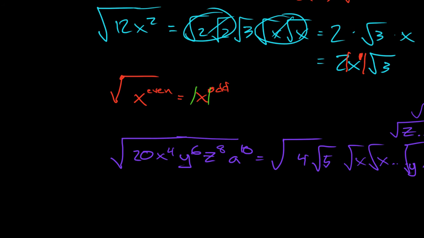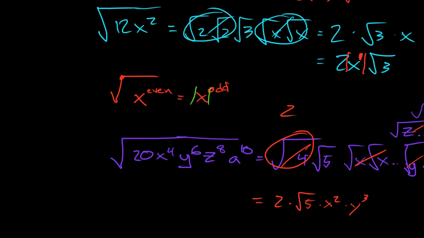Well, let's start to think about those. The square root of 4 is just 2. So I'm going to have 2 times the square root of 5. There's going to be 4 x's, so there'll be 2 groups of x. That'll be x times x, or x squared. 6 y's, which makes 3 groups of y, so I'm going to have times y to the third. 8 z's, so there's going to be 4 groups of z, z to the fourth. 10 a's, so 5 groups of a, times a to the fifth.